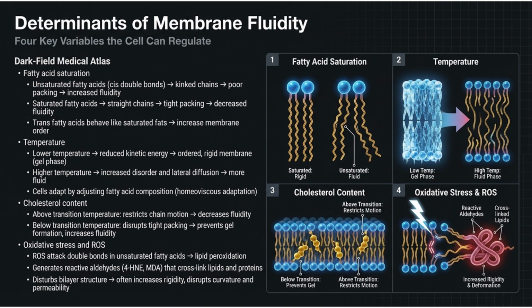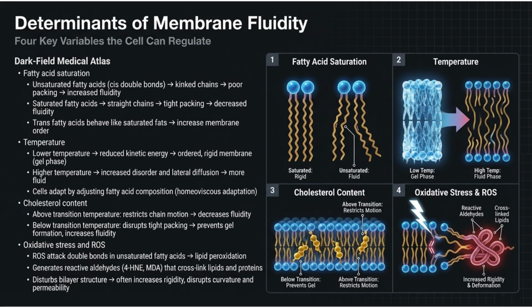Cholesterol content is the third determinant, and its temperature-dependent buffering role was our focus in the previous slide. The fourth determinant is oxidative stress, mediated by reactive oxygen species. This is arguably the most clinically important of the four in the context of reproductive aging and gamete quality. Reactive oxygen species, free radicals generated by cellular metabolism and environmental stressors, can attack the double bonds in unsaturated fatty acids, initiating a damaging chain reaction called lipid peroxidation.